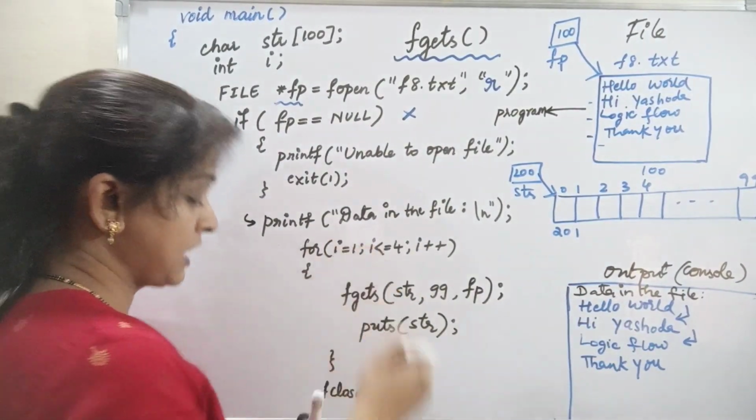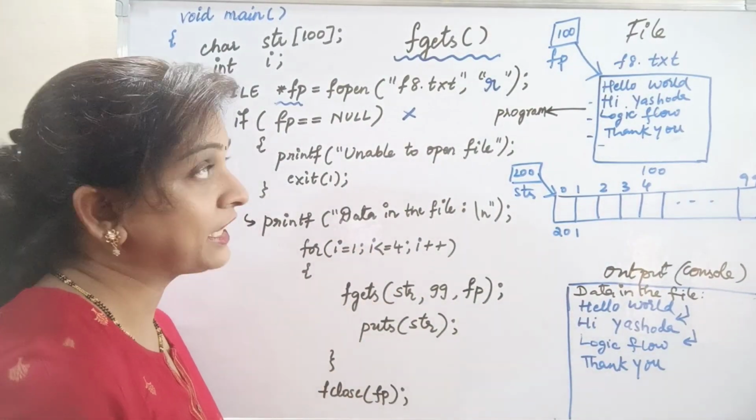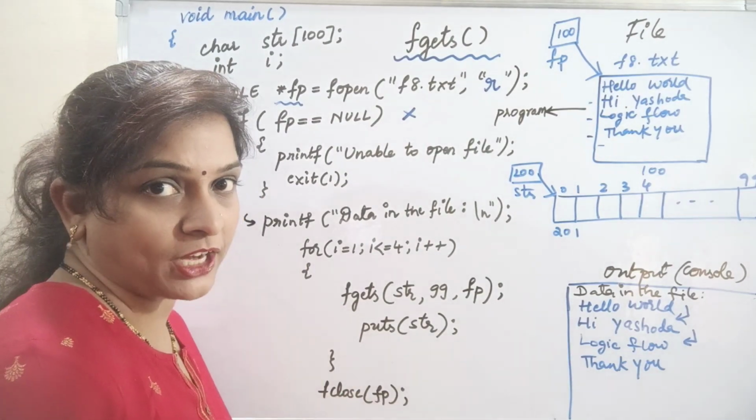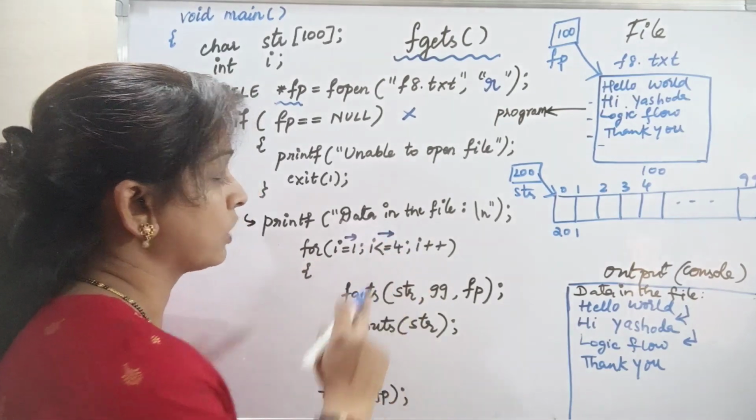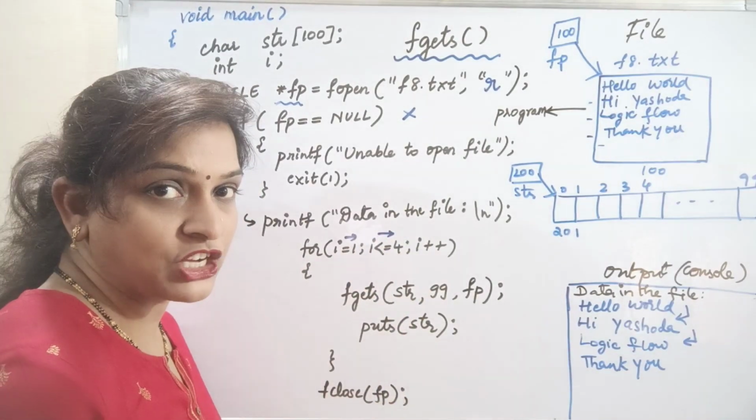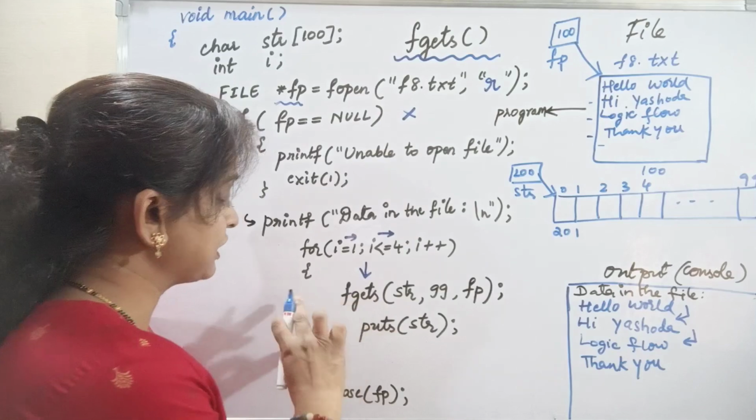Then the loop starts. i equal to 1, because I need to extract 4 sequences of characters. I say i equal to 1, i less than or equal to 4. That is 1 less than or equal to 4. Condition satisfied. Get inside and execute this block.